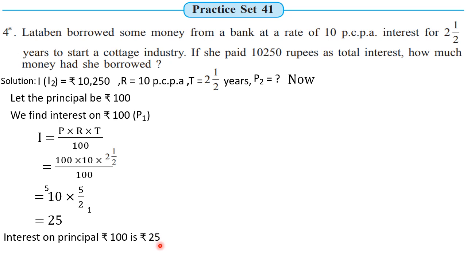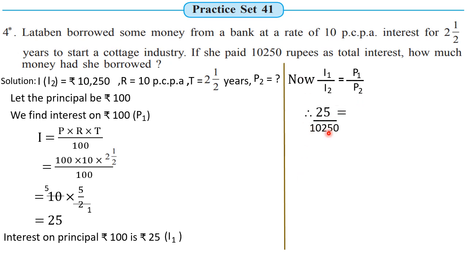Okay, now we got this. Now what we will write? We will write I1 upon I2 is equal to P1 upon P2. Okay, now let us put the values. Therefore 25 upon 10,250 upon 100 is equal to 100 upon P2.